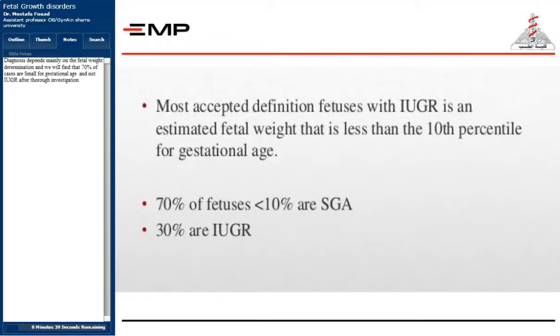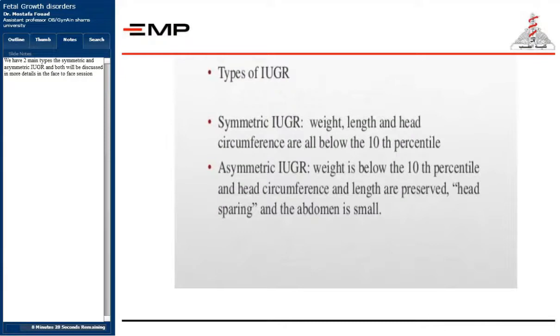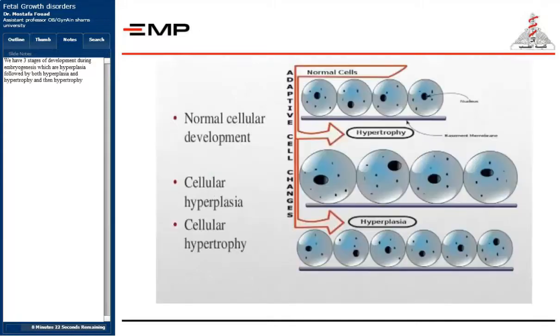Diagnosis depends mainly on the fetal weight determination, and we will find that 70% of cases are small for gestational age and not IUGR after thorough investigation. We have two main types, the symmetric and asymmetric IUGR, and both will be discussed in more detail in the face-to-face session. We have three stages of development during embryogenesis, which are hyperplasia, followed by both hyperplasia and hypertrophy, and then hypertrophy.